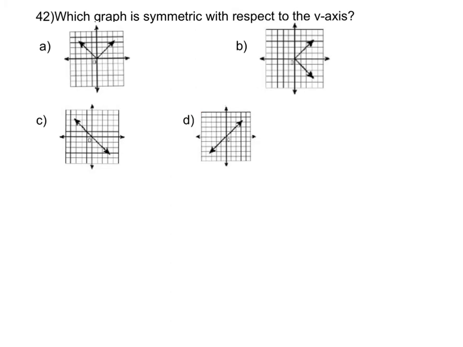Number 42 asks which of these graphs is symmetric with respect to the y-axis. So when you're taking a look at the y-axis, that's your vertical axis. So this is what you should be looking at. Now, symmetric means that if I would fold it over that line, that y-axis, the image would sit directly on top of itself. So if I folded over the y-axis, A is going to be the one that is symmetric.